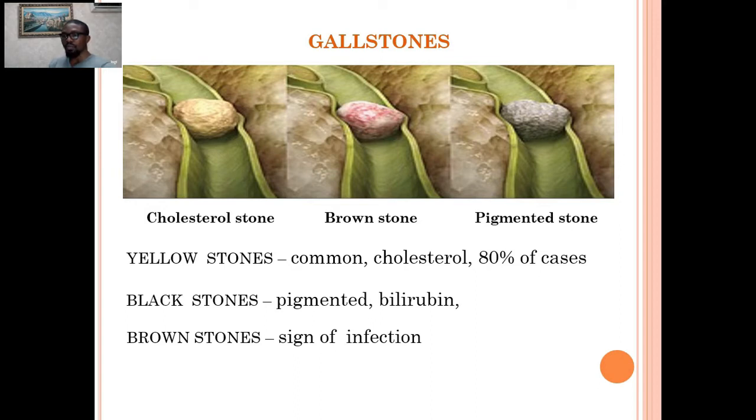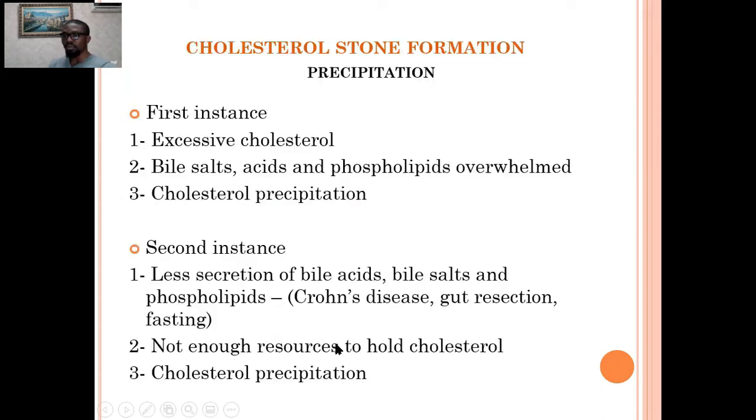Now, the black stones are most commonly called pigmented stones because they are made of bilirubin. We will talk about the brownish stones later, but in the meantime, let's focus on how the cholesterol stones are formed. Now, the process by which cholesterol moves out of the solution of bile is called precipitation. Precipitation of cholesterol can happen in 3 main ways.